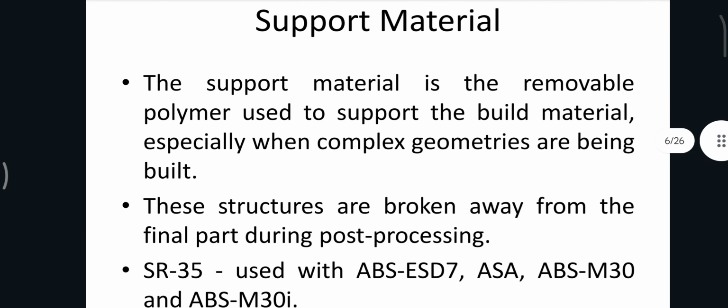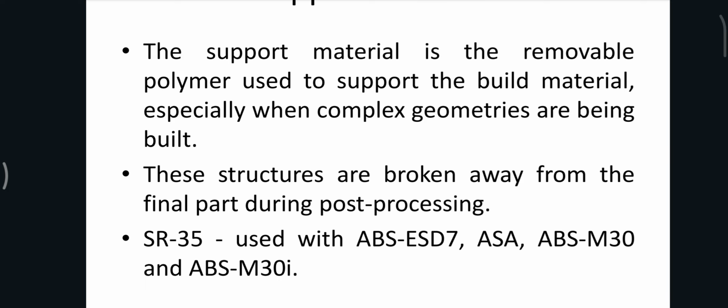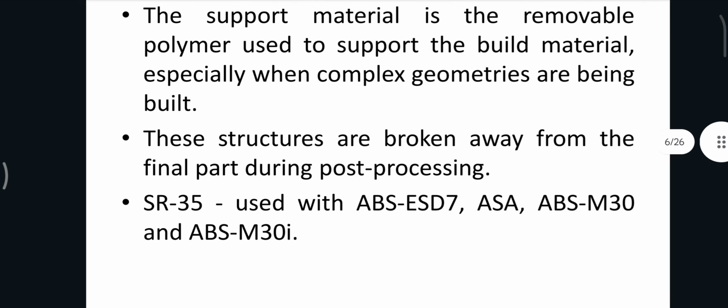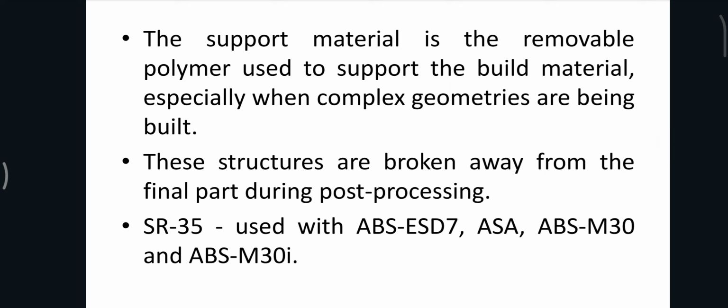Support material. The support material is a removable polymer used to support the build material, especially when complex geometries are being built. These structures are broken away from the final part during post-processing. SR35 is used with ABS, ESD7, ASA, ABS M30 and ABS M30i.